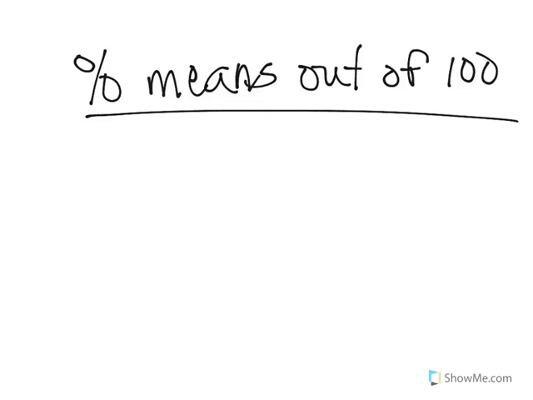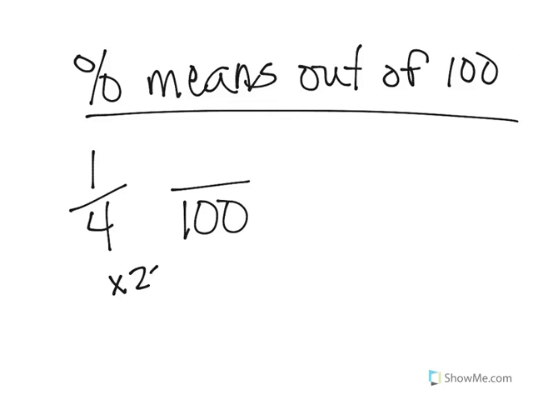So what if I had, let's start off with 1/4. What if I had 1/4? How would I turn that into a percent? Well, there's a couple easy ways. Now again, we said percent means out of 100. Is there any way I can go from 4 to 100? Well, it's correct, times 25.